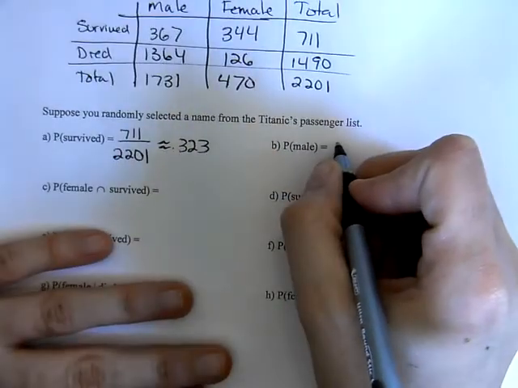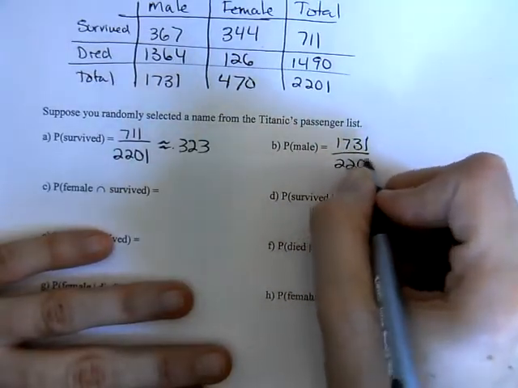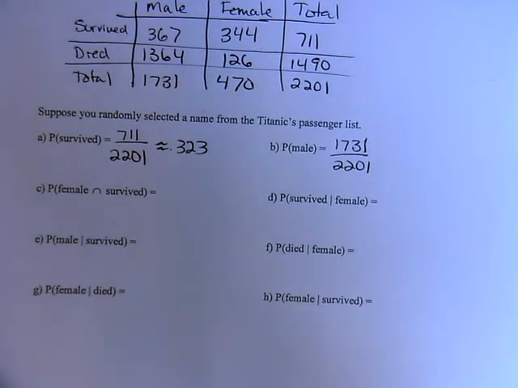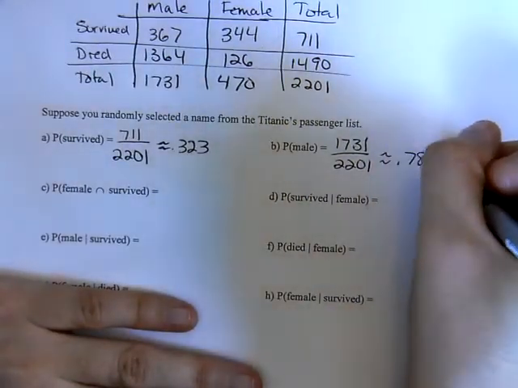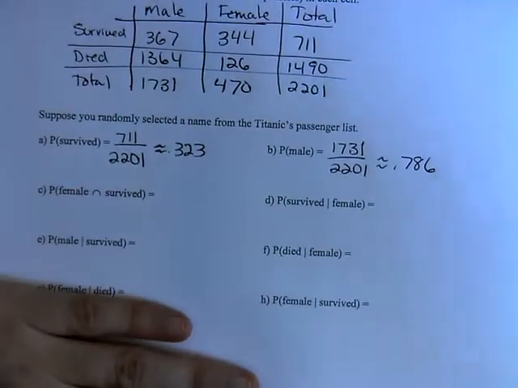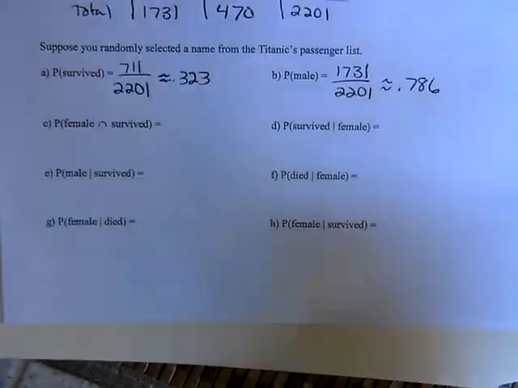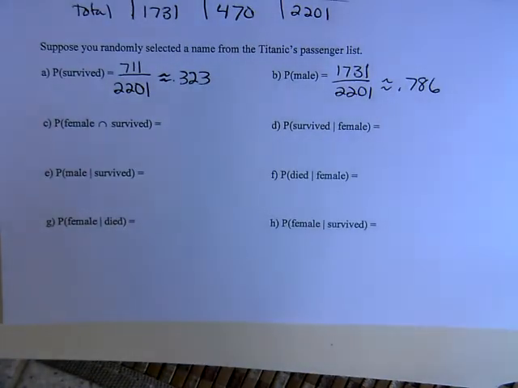What's the probability that you get a male passenger? Well, male, 1,731 out of 2,201. Oops. I keep hitting the wrong thing in the calculator. So about 0.786. So 78% of the people on the Titanic were males. And a lot of that little history lesson was because females were not allowed to travel alone. Also, many of the workers on the Titanic were male.